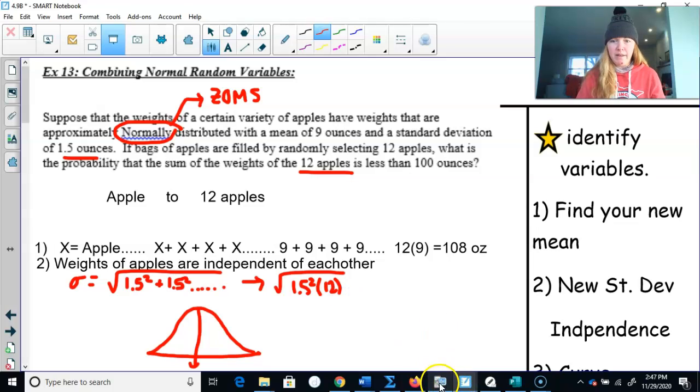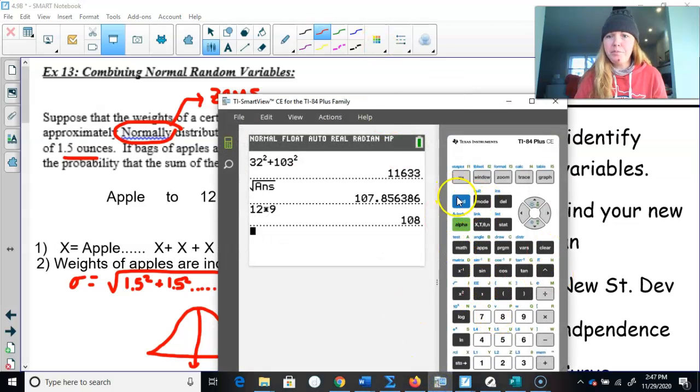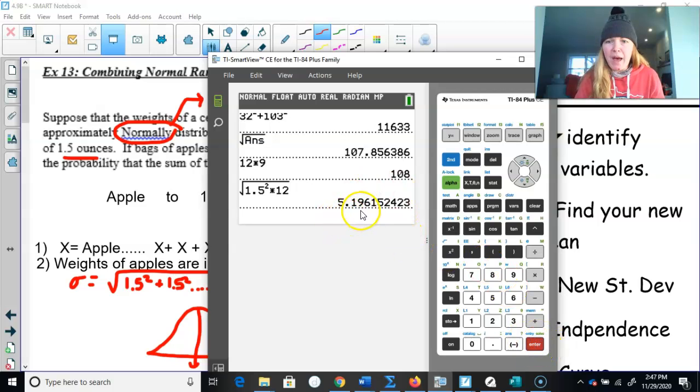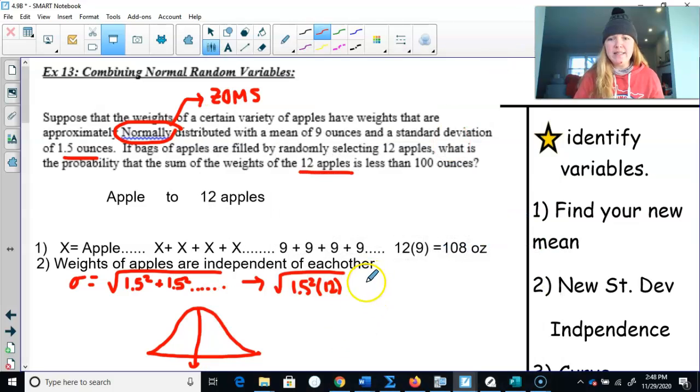Let's put that in our calculator now. Square root of 1.5 squared times 12. And that gives me 5.1962.